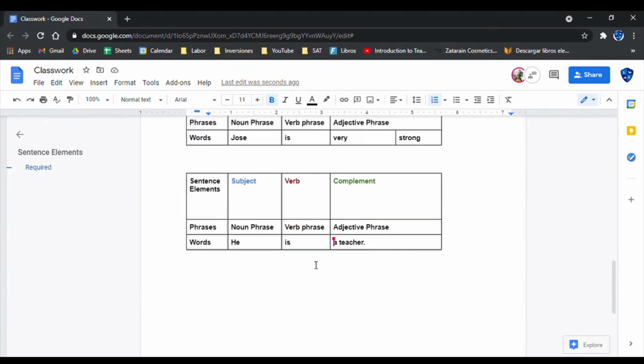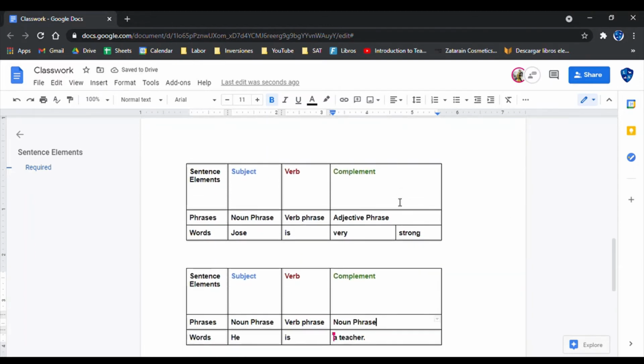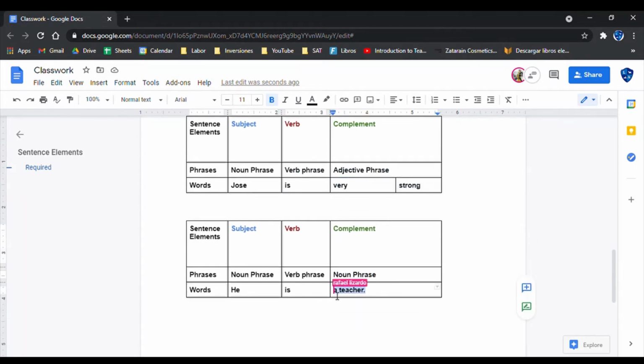Okay. So we're going to see an example. He is a teacher. A teacher is not an adjective. A teacher is a person. It's a man or a woman or a child. So here we have a noun phrase. So here you can see, Ralph, that complements can be a noun phrase or an adjective phrase. They can have an adjective or they can have a noun. Okay, I got it. Are you sure? Yeah, in these sentences, I got it. Okay.